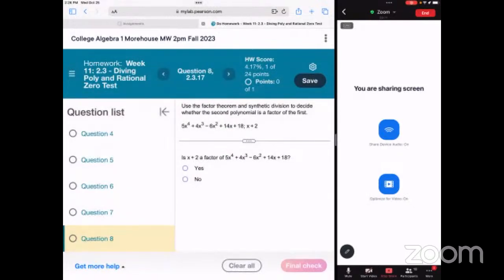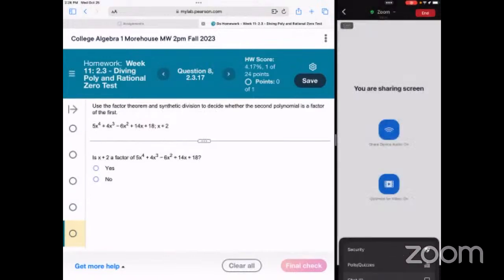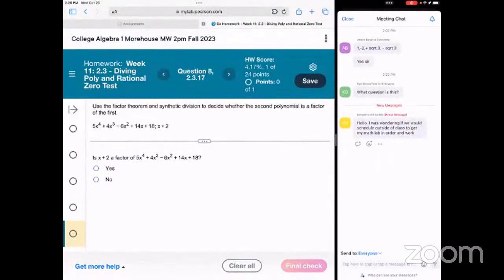I was wondering if we would schedule outside the class to get my mind in order and work. I'm not sure what you mean. Like you want to do a private session? That's what the tutoring is. I mean, we can. Yeah, we can. Outside of class to get my math lab in order and work. Is it that yours is not working? If you ordered it and haven't got an access code, that's something you'd have to take up with one of three sources: the Morehouse bookstore, the mathematics department chair, or Pearson. Between the three of those, somebody would have a solution for you.